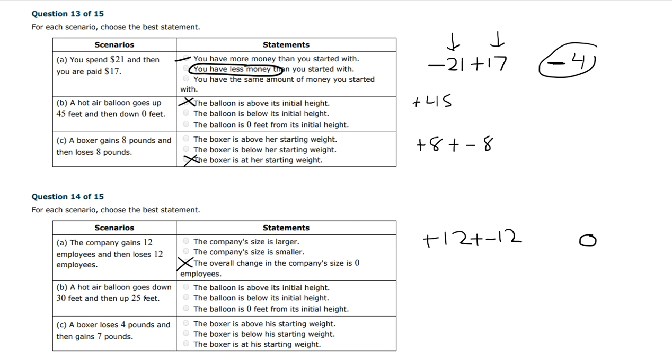Okay, let's look at the next one. A hot air balloon goes down 30 feet and then up 25 feet. When we combine a negative 30 and a positive 25, we get a negative 5. So that means the balloon is going to be below its initial height. Okay, a boxer loses 4 pounds and then gains 7 pounds. So loses 4 and then gains 7. The net result of that would be 3. The boxer is 3 pounds above his starting weight.